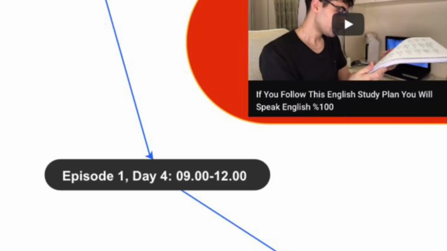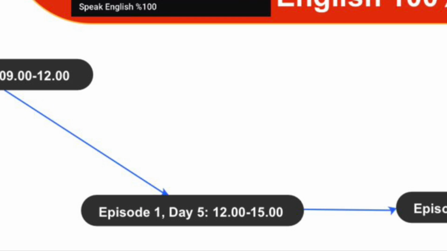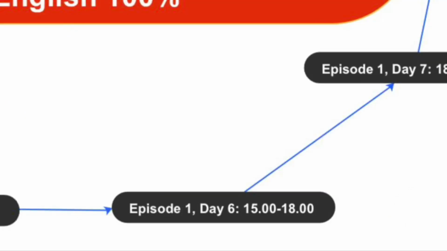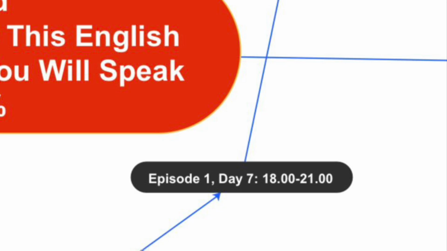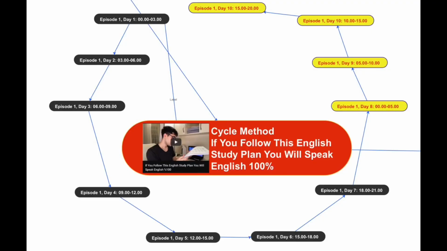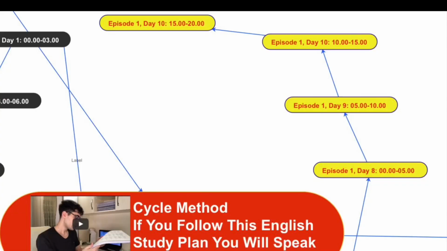So basically, every single day, you work on 3 minutes of the episode per day. Since each Friends episode is 20 minutes long, in this case you will finish one episode in 7 days. This is why I highlighted the first 7 days with black colors. After you complete the first episode of Friends, the most important thing here is you don't move on to the second episode. This is why I call it the cycle method. You work on the same episode one more time. This is why I highlighted this repetition process with yellow color.